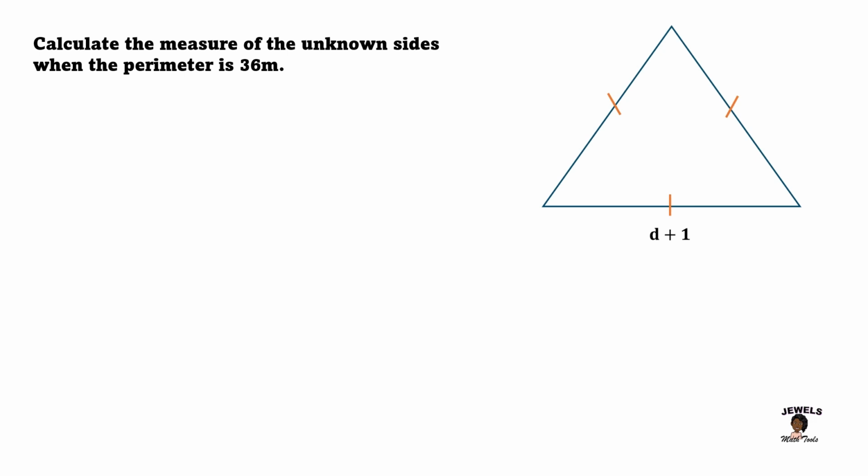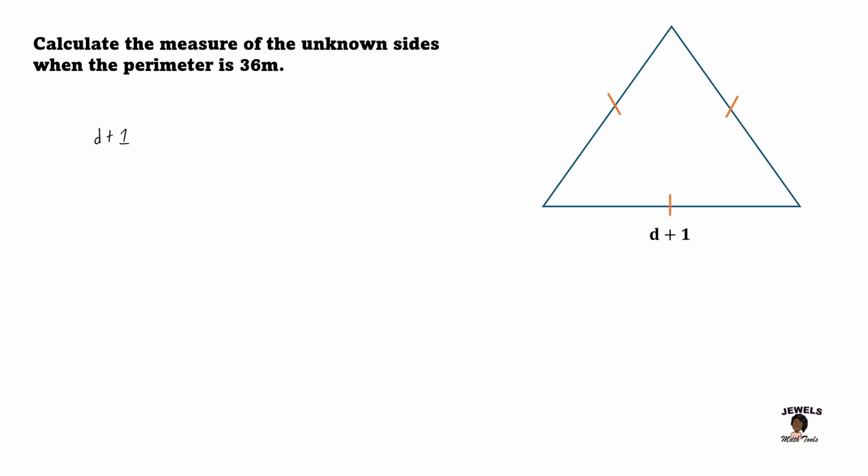So today we are going to be calculating the measure of our unknown side when we're given the perimeter. So in this case, instead of adding up our sides to find out what our perimeter is, the perimeter is already given to us. Now here's what you need to remember with an equilateral triangle. Remember that in an equilateral triangle, all three sides are equal.